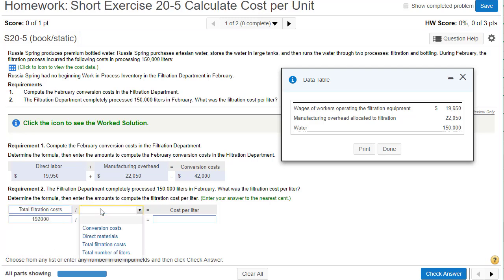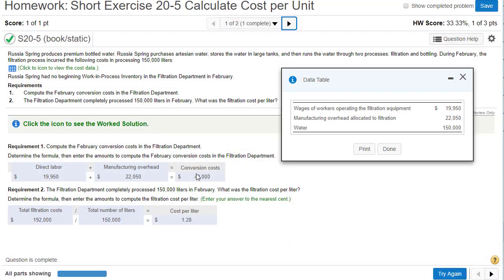Total filtration costs, and we're going to divide by the total number of liters, which was 150,000 according to this. So to get the cost per liter, we just simply divide the total cost by 150,000 liters, and we get $1.28 per liter.